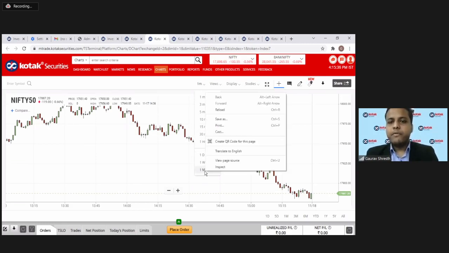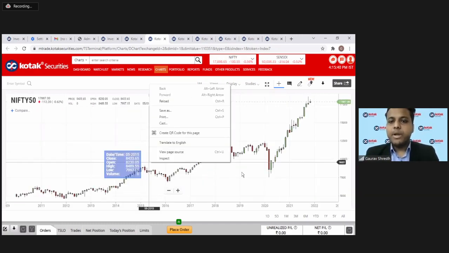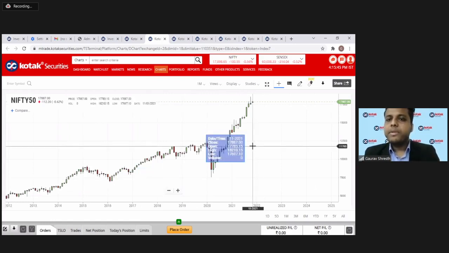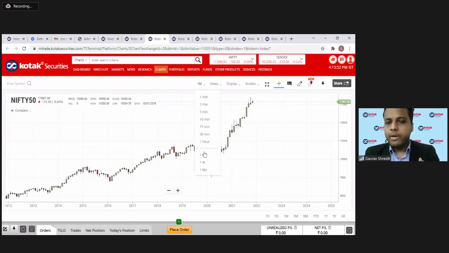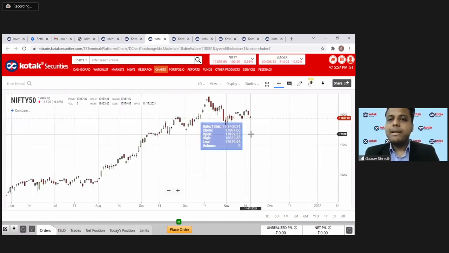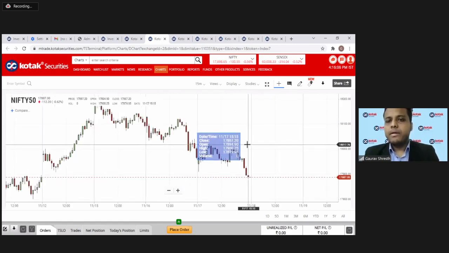So what will happen in a 1 month? Basically, each candle will represent 1 month of a period. So the last candle that you can see represents the entire November month price action of a Nifty month contract. Similarly, I can go with the daily time frame also. In a daily time frame, each candle will represent a daily price action of a stock or a future contract. And if I go with a lower time frame, 15 minutes or 10 minutes, each candlestick will represent the 15 minutes or 10 minutes time frame.